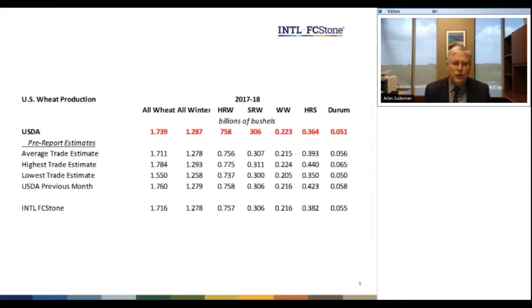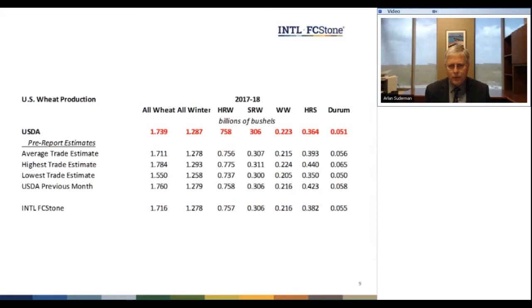Note that all wheat crop came in at 1.739 billion bushels. That's 28 million bushels above what the trade expected, even though it was down 21 million from what USDA indicated in July. So from that standpoint, it had a bearish slant to it. I wouldn't call it all that bearish. Our estimate is actually at 1.716 billion, a little higher than the trade, but here again below USDA.